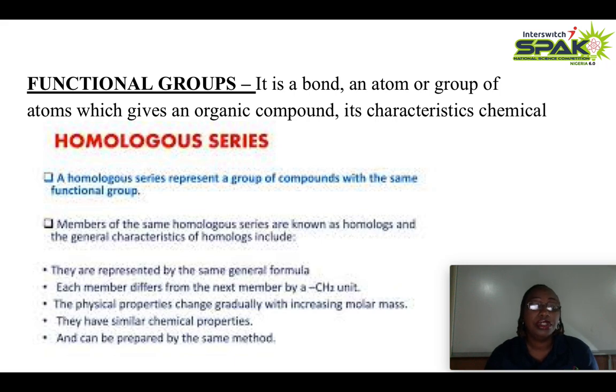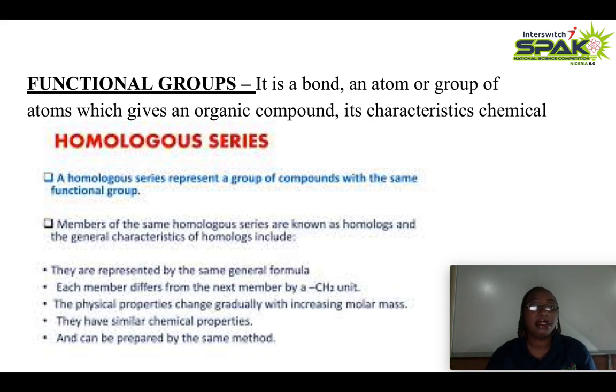We have homologous series. This represents a group of compounds with the same functional group. We have alkanes, alkenes, alkynes, alkanoic acids, alkanols. They all have families, and these families have some properties that they follow. One, each family has the same general molecular formula. So alkanes have CnH2n+2, alkenes CnH2n, and so on and so forth.